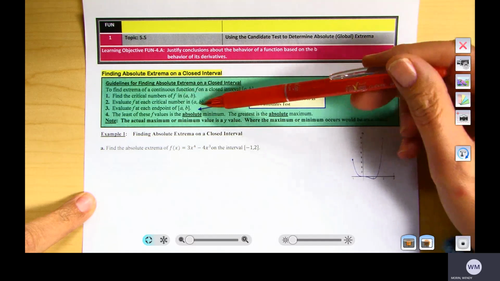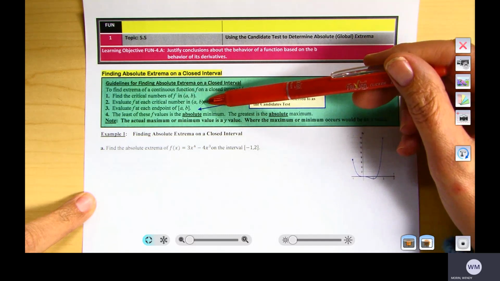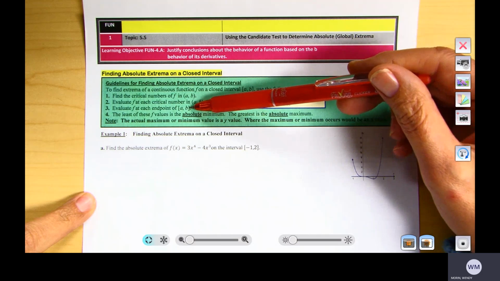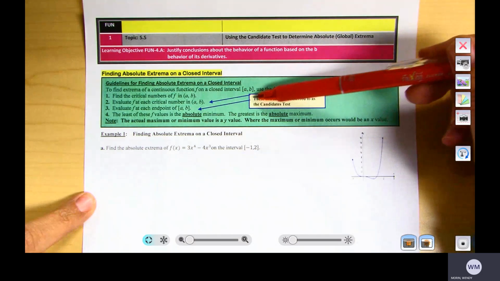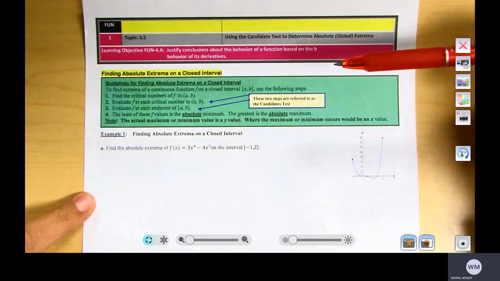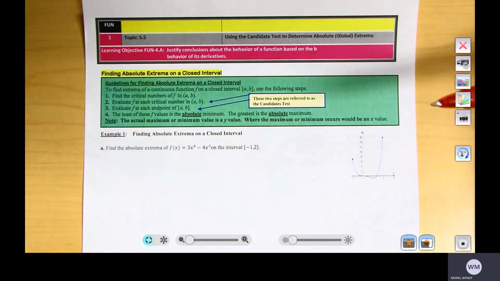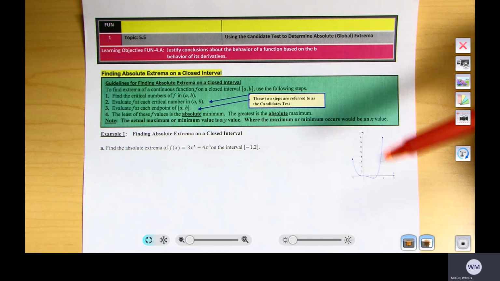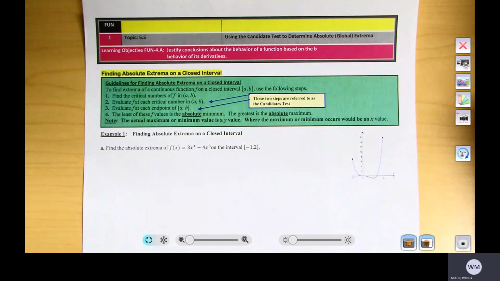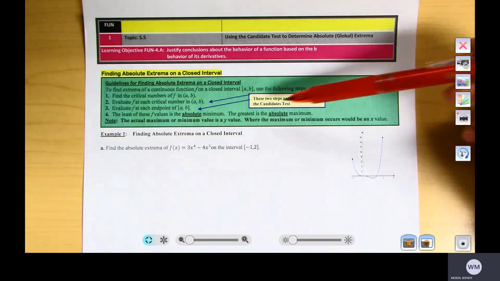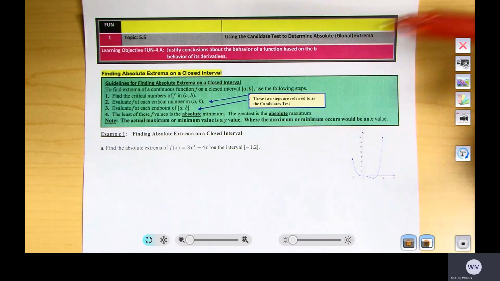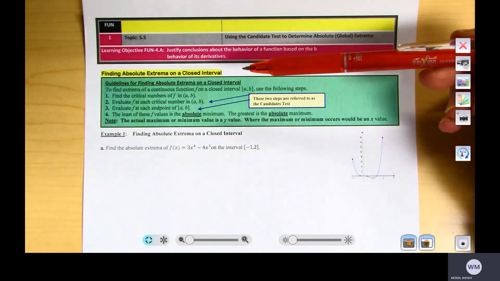You evaluate those critical numbers, and then you evaluate the endpoints. These two steps are referred to as candidates test. You must have all of the candidates tested in order to receive full credit on a free response. So I'm going to show you how to do that. The least of the values, obviously, is the absolute minimum on the graph, and the greatest would be the absolute maximum. The one thing you want to pay attention to is the question.